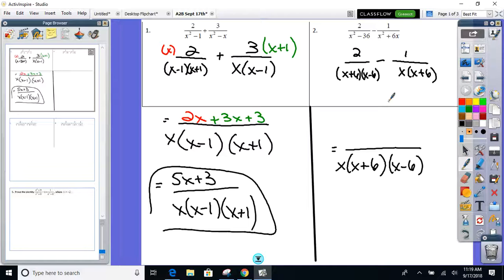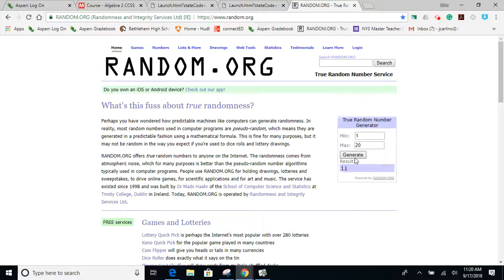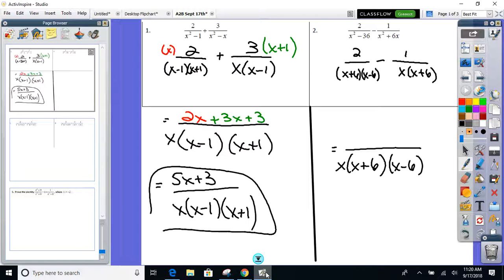Whew, here we go. What's the 2 got to get multiplied by? What's it missing? You got this. Dig deep. Just X. Nice job. 2x.